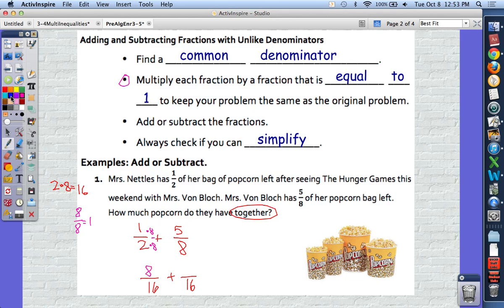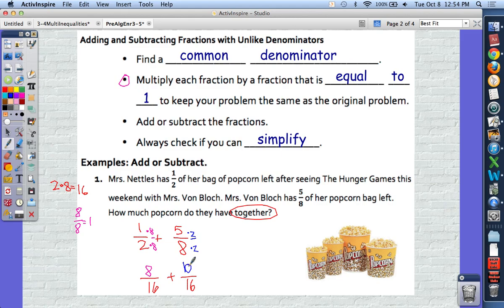Now when you do your second fraction, you know you want to get the denominator to become 16, so what do you have to multiply by? 2. And remember, whatever you do to the bottom, you're also doing to the top, because any number divided by itself is really 1, and so we didn't change the problem. We're just making it look a little different. So 8 times 2 is 16, 5 times 2 gives you your new numerator.